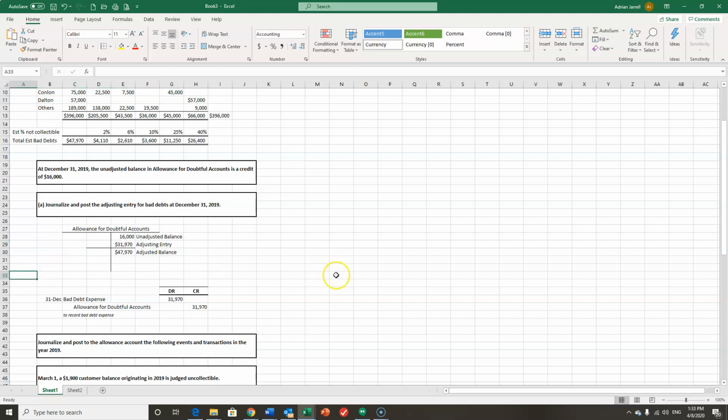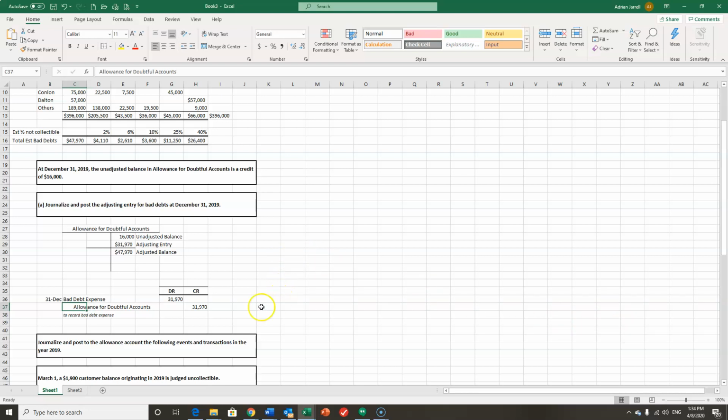Now remember, we never touch the bad debt expense account except when we're making our adjusting entries. Under the allowance method, which is according to GAAP, you only use bad debt expense when you make your adjusting entry. All the other work is done through the allowance for doubtful accounts account. Okay.